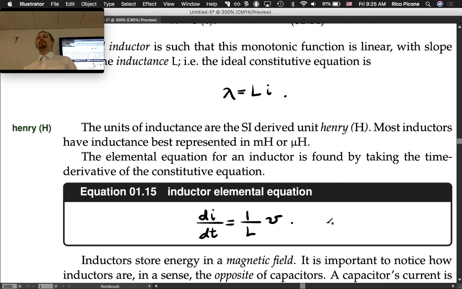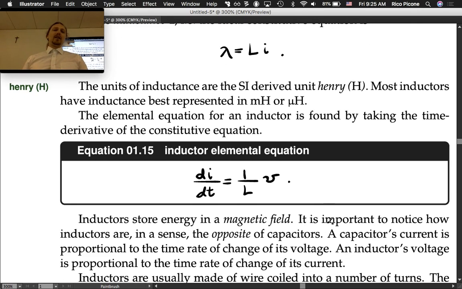So that's what an inductor is. That's what an ideal inductor is. Inductors store energy in a magnetic field. It's important to notice how inductors are, in a sense, opposite of capacitors. A capacitor's current is proportional to the time rate of change of its voltage. An inductor's voltage is proportional to the time rate of change of its current. So it's just sort of flipped, right? They're dual to each other, is how we would say it.